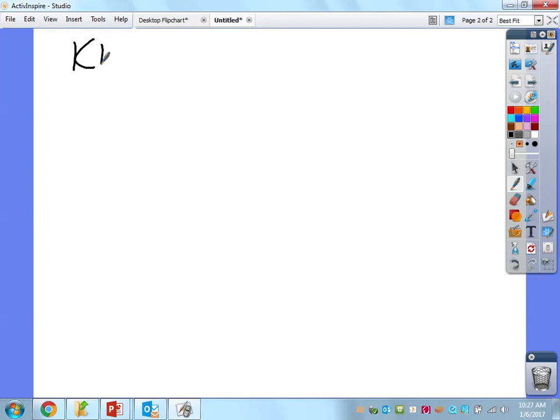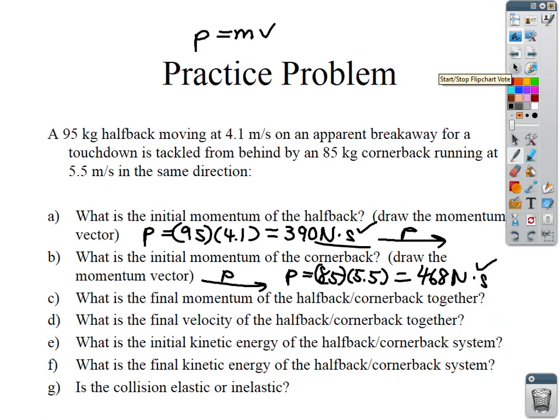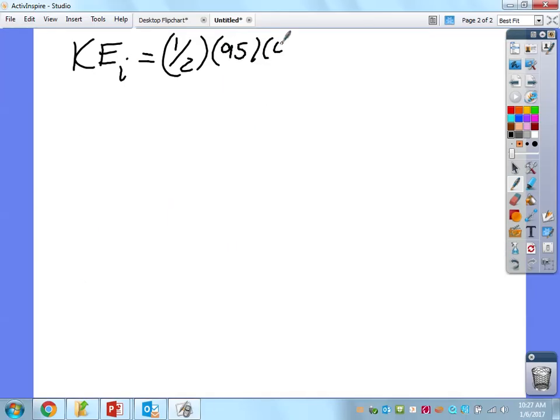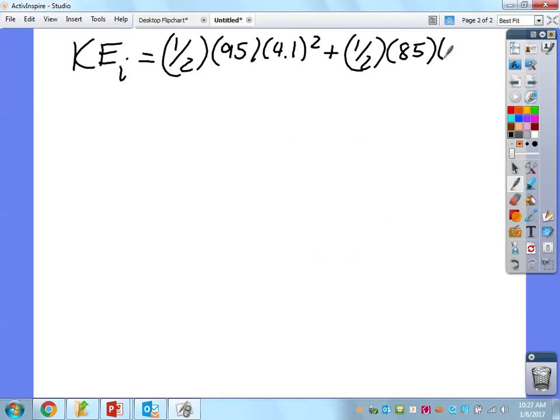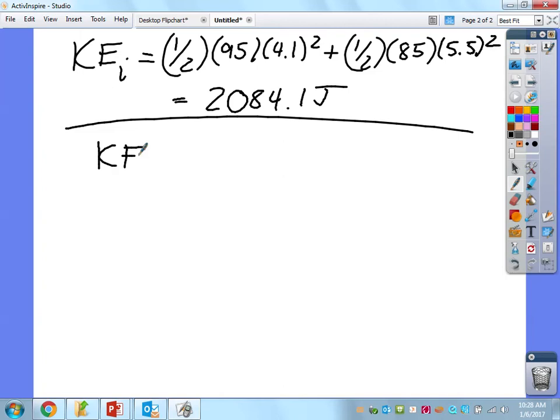So, the initial kinetic energy, I simply just add the two together. So it would be 1/2 times, I think 85, sorry, 95 times 4.1 squared plus 1/2 times 85 times, I think it's going 5.5, yep, 5.5 squared. We got to add up the total kinetic energy before the collision. That comes out to 2084.1 joules.